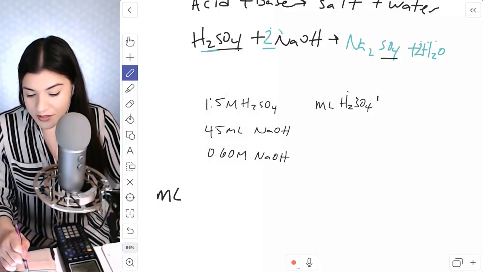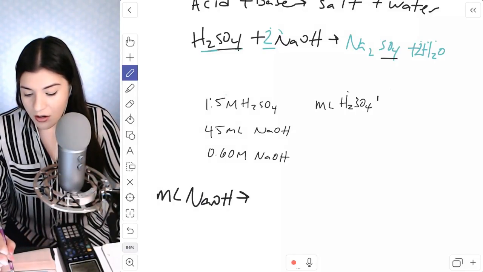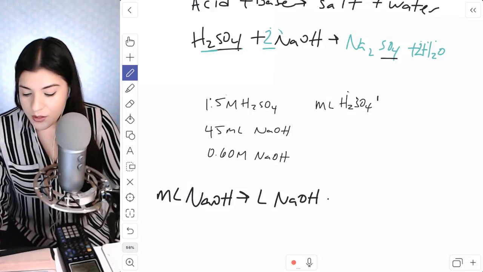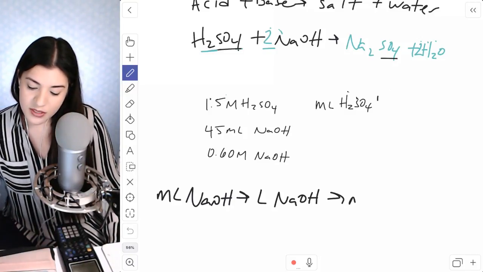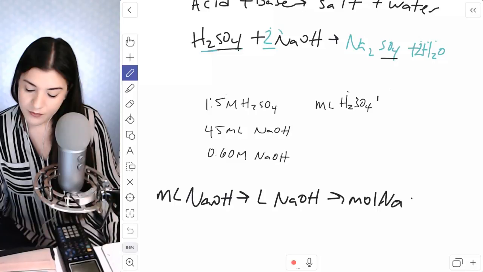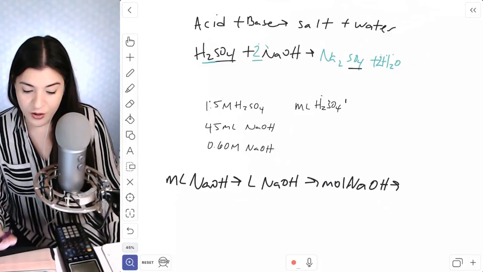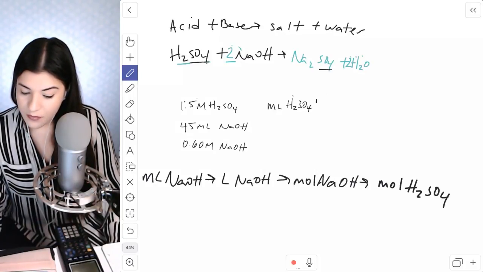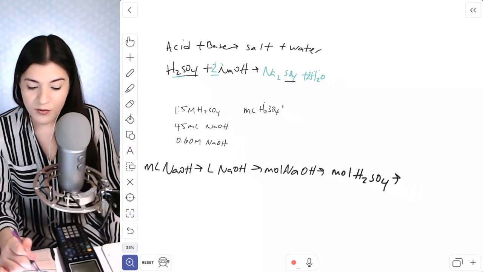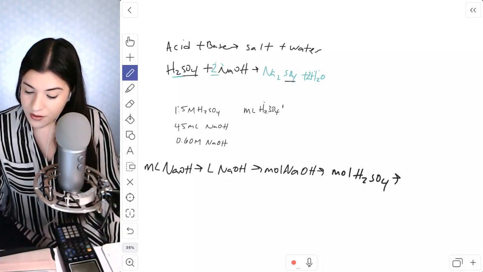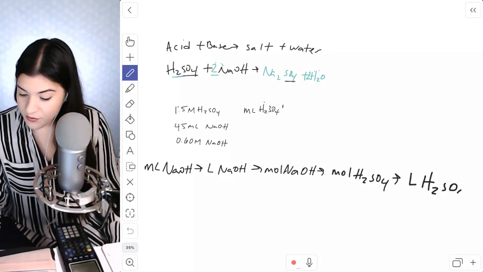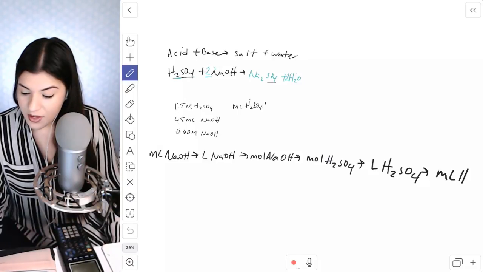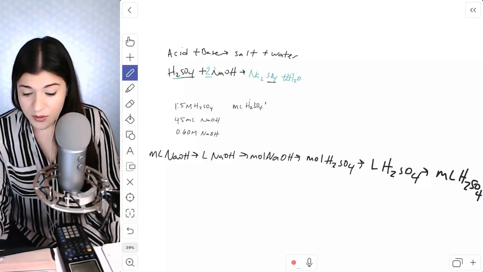So I would do milliliters of NaOH. And then our next thing would be going from milliliters to liters of NaOH. Using the molarity that they gave us, we would be able to get to moles of NaOH. Then do a mole to mole ratio to get to moles of H2SO4. And then next, using the molarity that they provided of H2SO4, we would get liters of sulfuric acid, or H2SO4. And lastly, convert it to milliliters of H2SO4. That's exactly what I'm going to do here.